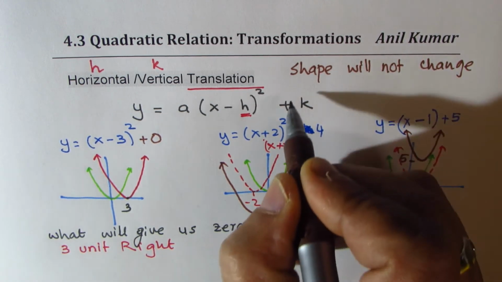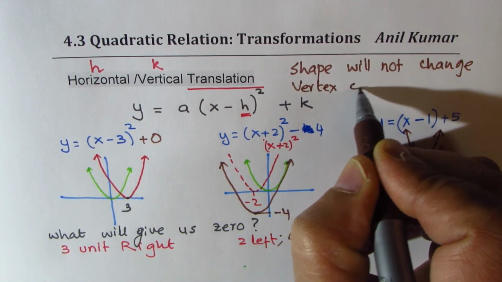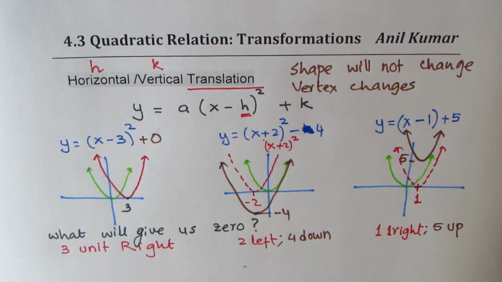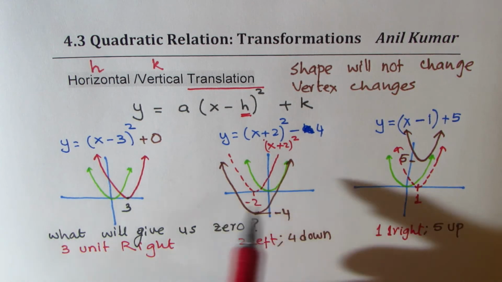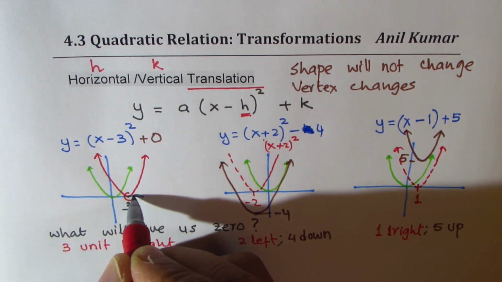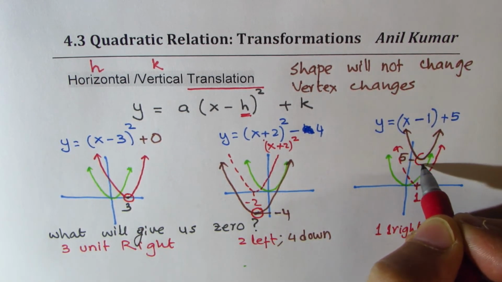What changes is the vertex. Vertex changes. So let's find the coordinates of the vertex in each case. That is a very critical point. So let's look into the vertex now, which is this point, the final graph point. Do you see that? We're looking at this point now, the vertex.